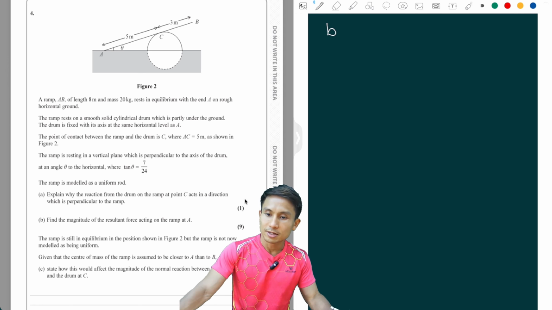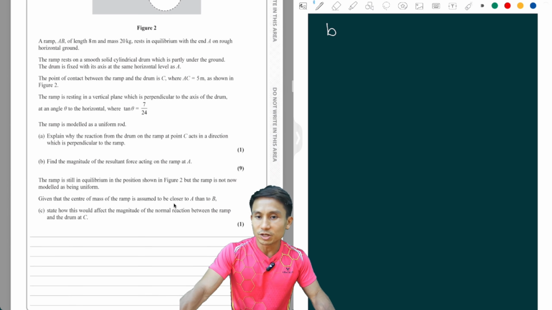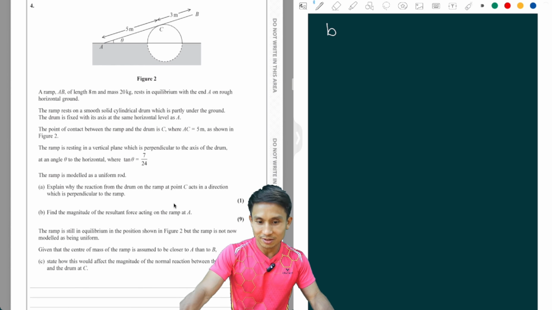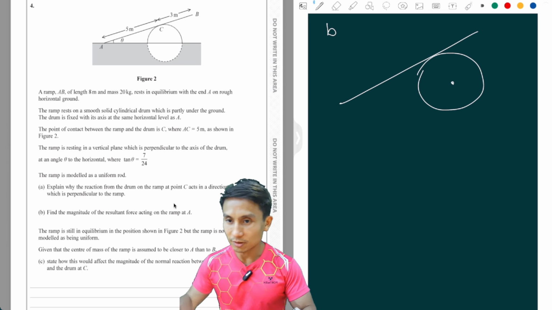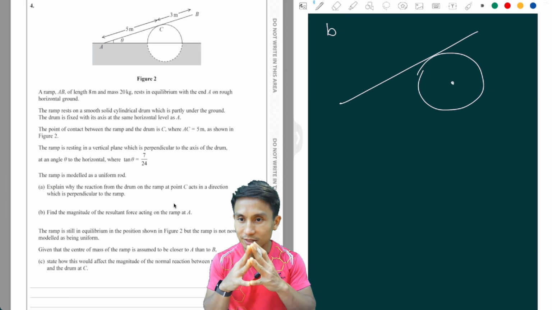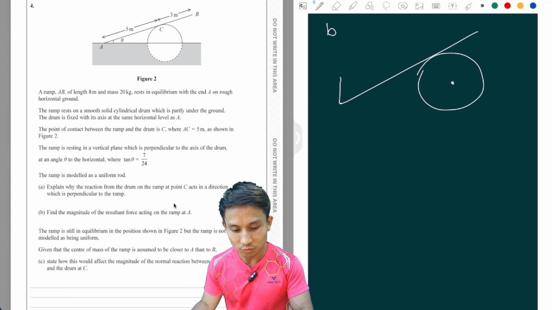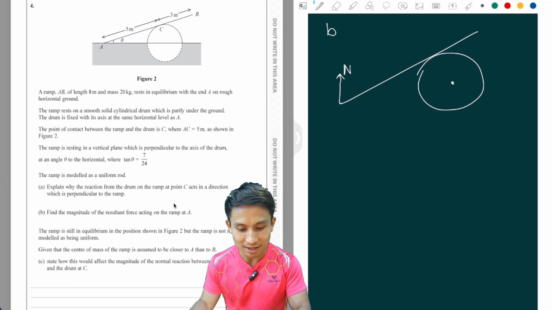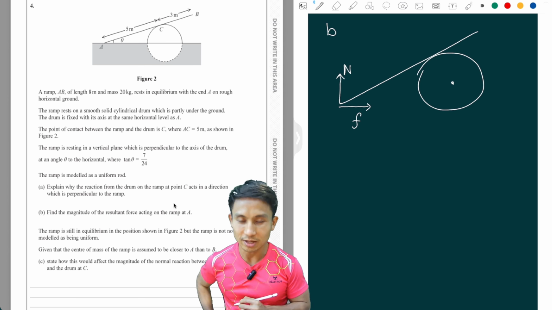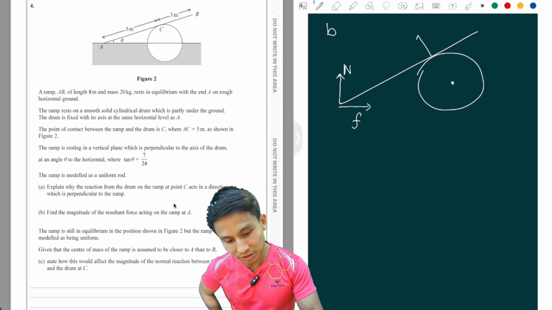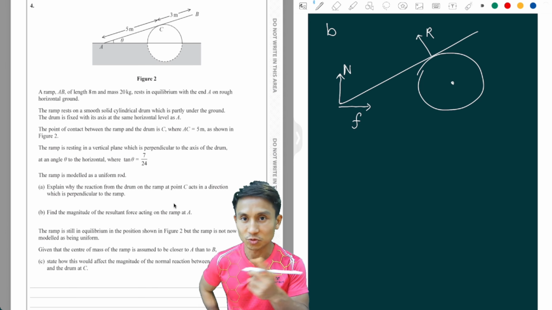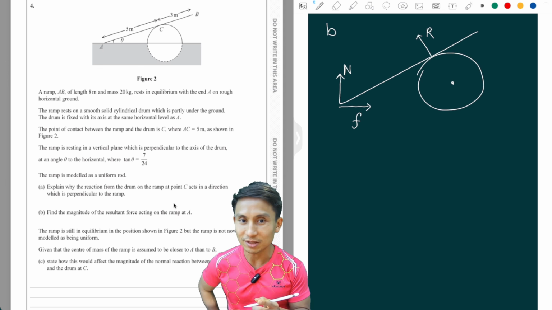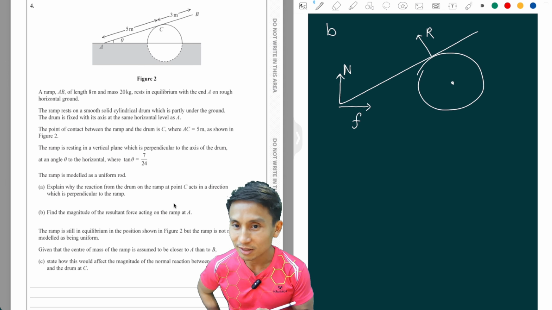Part B. Find the magnitude of the resultant force acting on the ramp at A. Okay, so now we have something else to consider. Okay, so here the ground is rough, so there will be a normal reaction, yeah, it's the N there, and some friction. Okay, and we have reaction R here. I'm just going to use R for that one. Okay, now this is 9 marks, so we need to be thorough here. The weight of the ramp is probably uniform, isn't it? Is it uniform?